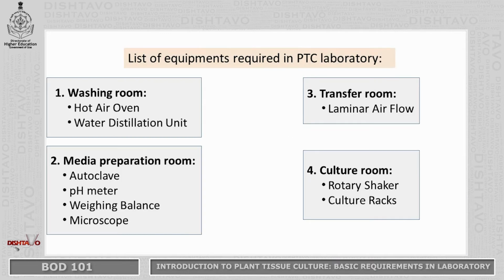The list of equipments required in plant tissue culture laboratory room wise are: the washing room will have the hot air oven, the water distillation unit. Media preparation room will have the autoclave, the pH meter, the weighing balance, the microscope. Transfer room will have the laminar airflow, and the culture room will have the rotatory shaker and the culture racks. So let's go in detail with each instrument.